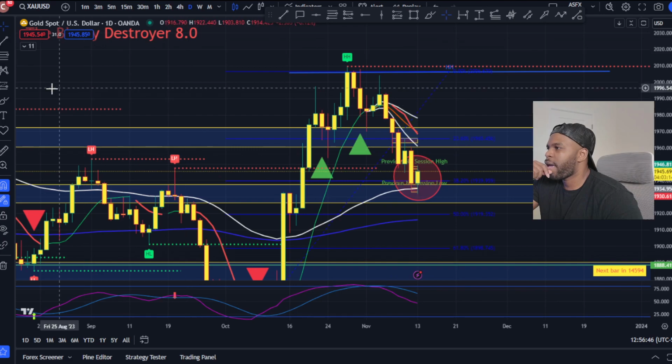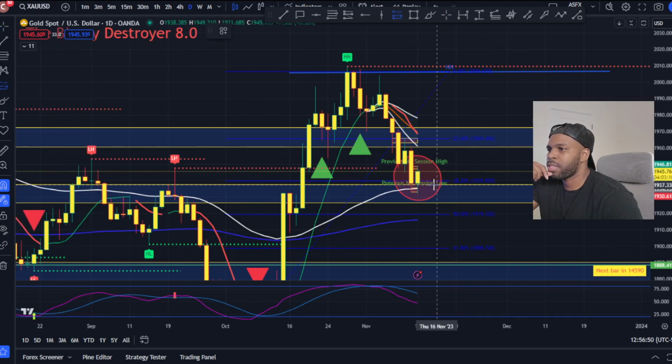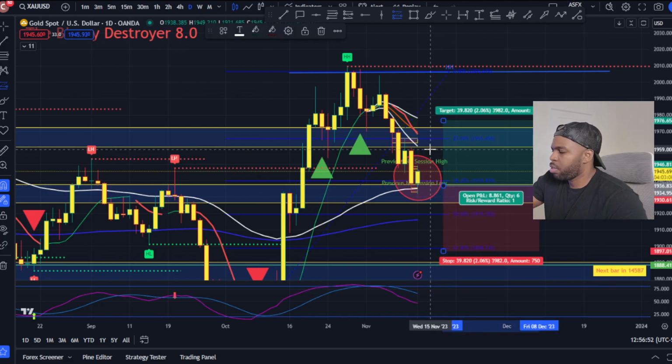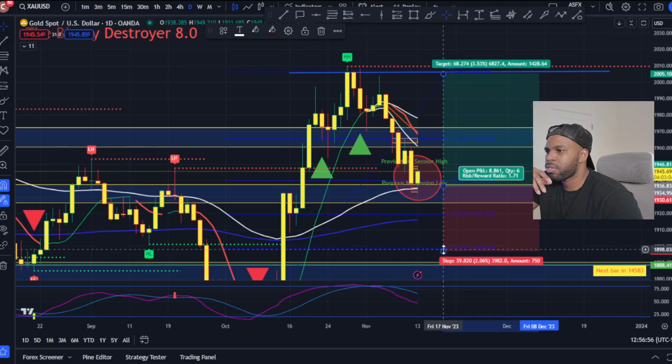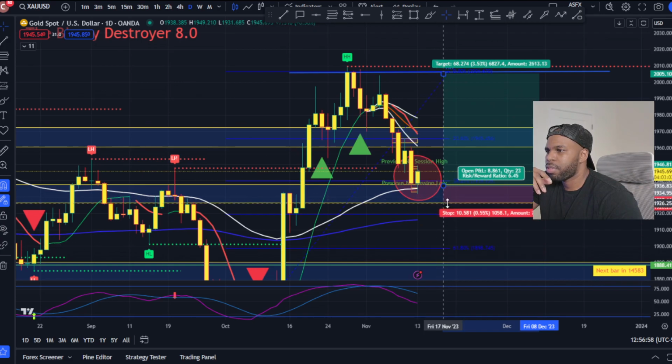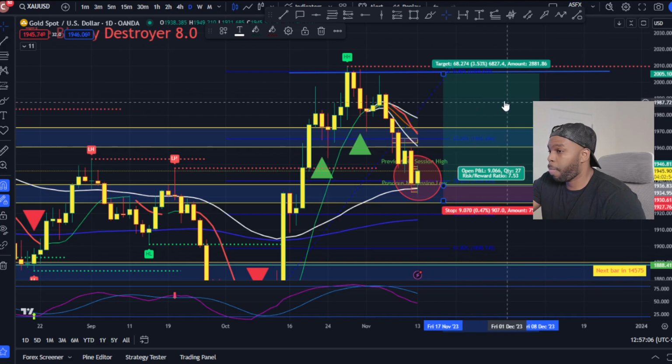But this has potential. If you look at gold here, you have the potential for gold to go all the way up here to this high structure here. And then if you put your stop loss below the zone here or down here, you can almost catch a 7R risk reward on this trade.